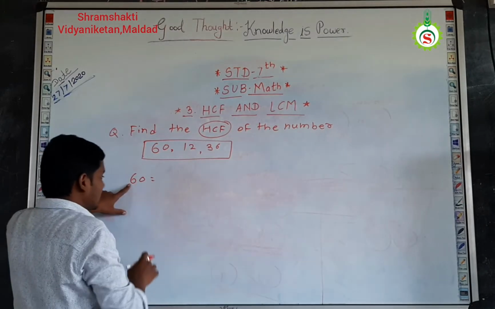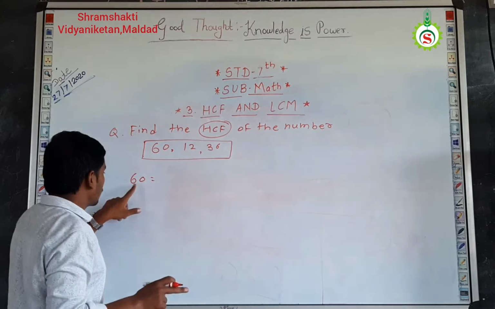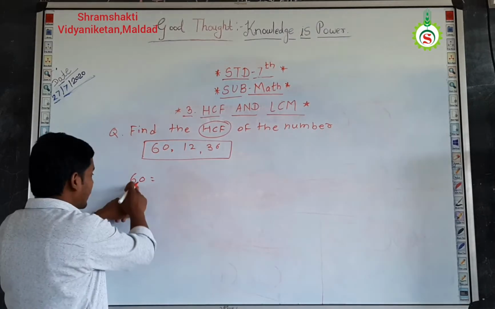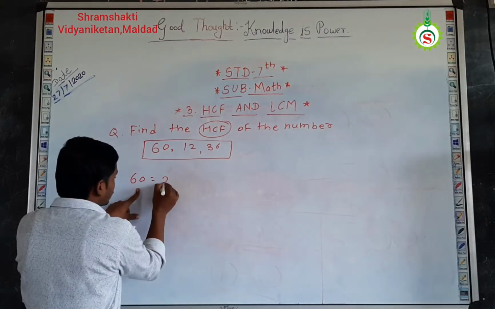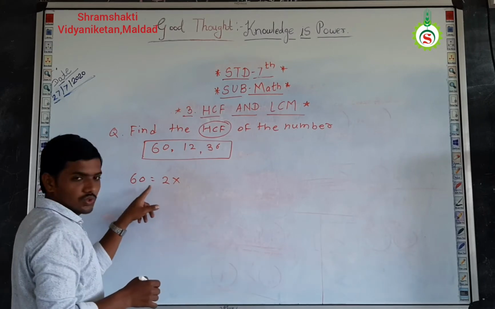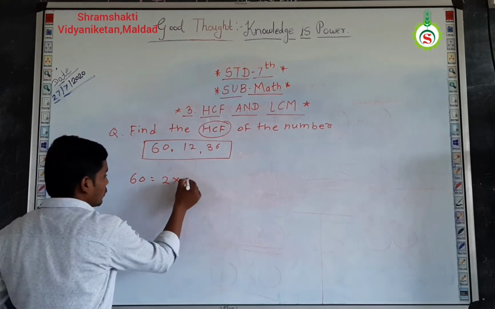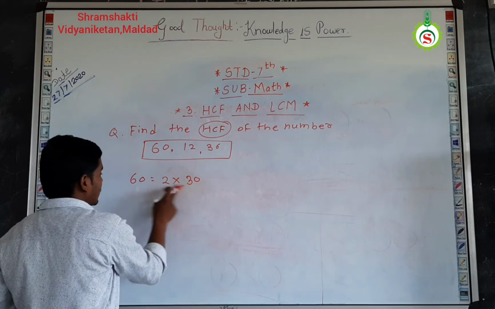If I want to find the factors of 60, which is the smallest number which will divide 60? Obviously 2. So if I start from 2, and divide 60 by 2, what will be the answer? 30. 2 30 60.